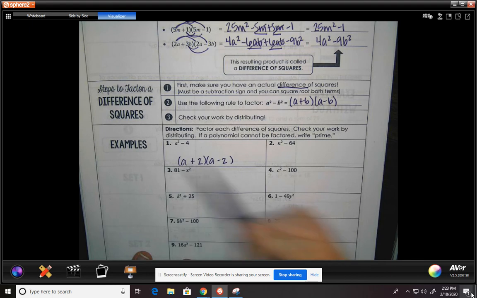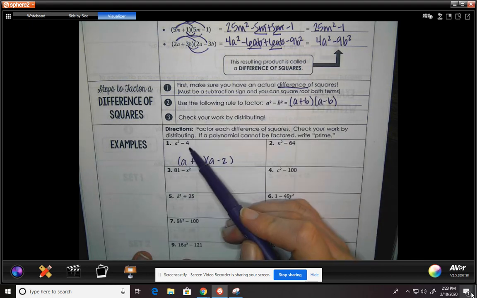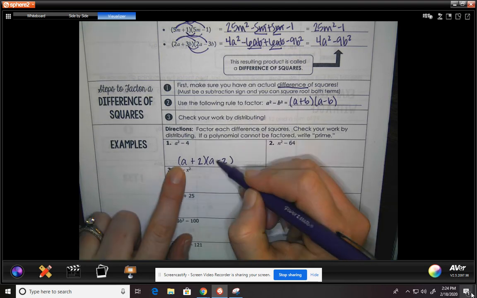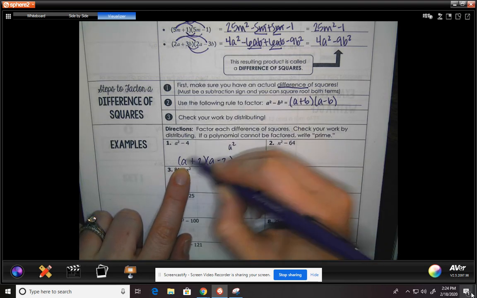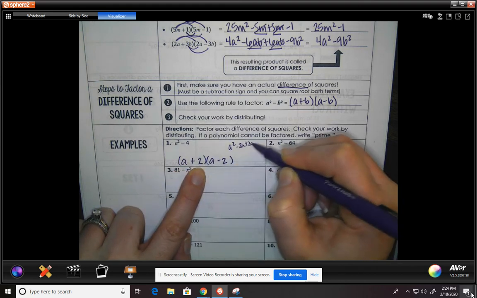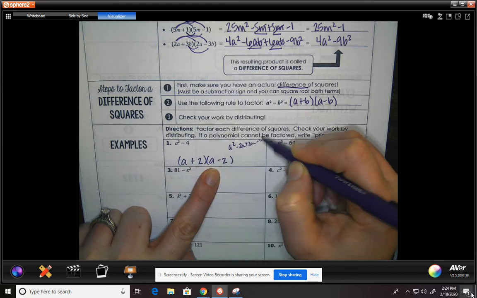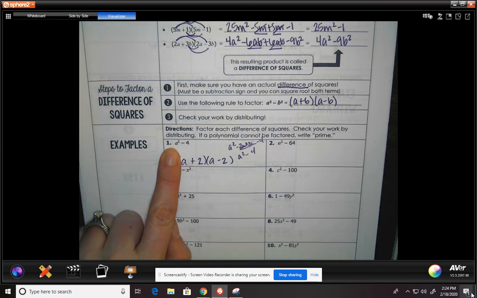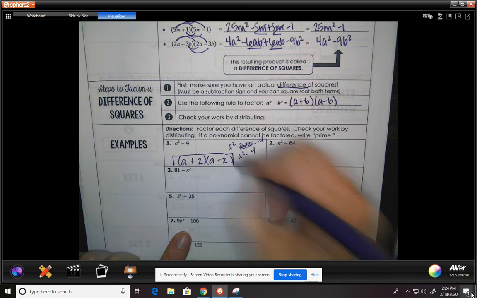Now, if I were to distribute this, I promise you I'm going to get back to this answer. I'm going to show it on this one, but not on any others. So a times a would give me a squared. A times -2 is -2a. 2 times a is a positive 2a, and 2 times -2 is a -4. These cancel each other out, so I have a squared minus 4, which gets me back to my answer. So this is my final answer.